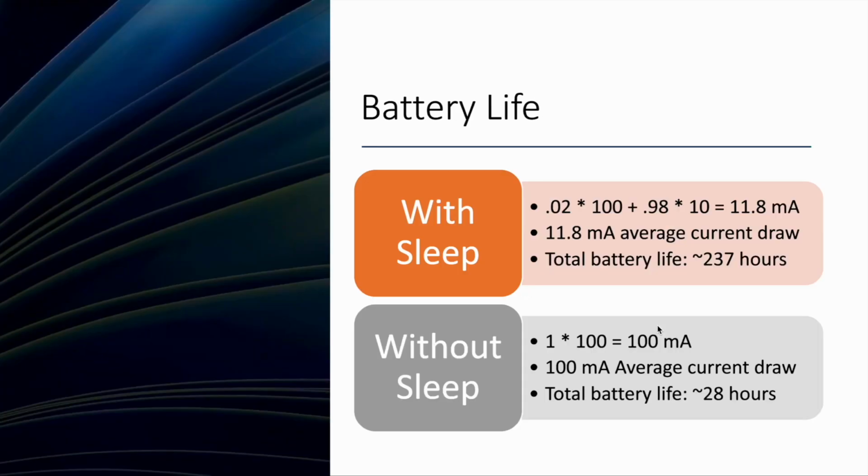Using that information, we can calculate the actual battery life. We do this by saying 2% of the day in an active state times 100 milliamps active current plus 98% of the day times 10 milliamps sleeping current gives us an average current draw of 11.8 milliamps on average. Using this gives us a total battery life with sleeping enabled of about 237 hours.